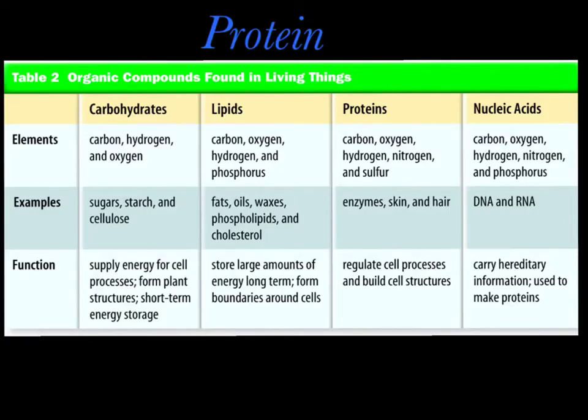The third organic compound is protein. Protein is made up of the elements carbon, oxygen, hydrogen, nitrogen, and sulfur. Some examples of protein are enzymes, skin, and hair. The functions of protein are to regulate cell processes and to build cell structures.